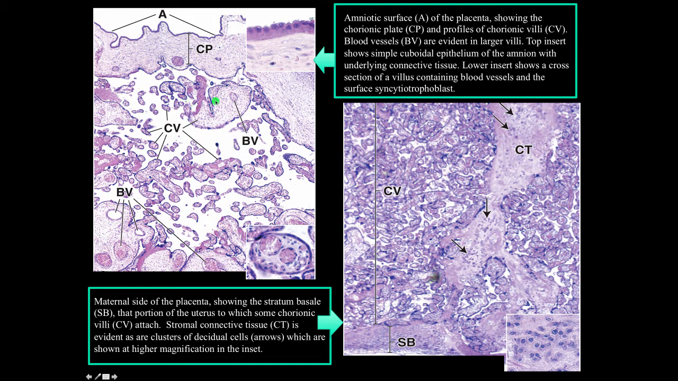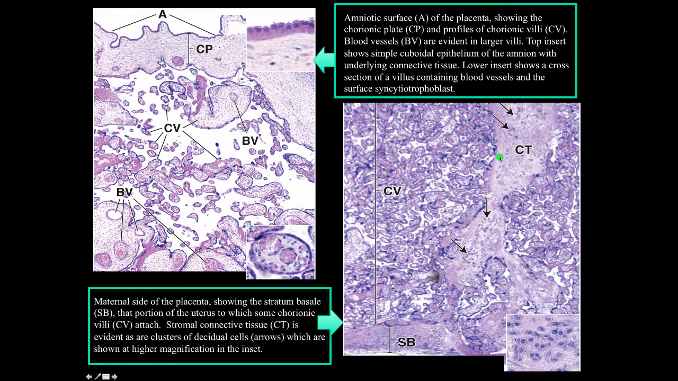Some of these chorionic villi, the larger ones, have blood vessels evident in them. The top insert shows the simple cuboidal epithelium of the amnion with underlying connective tissue. The bottom insert shows a cross-section of a villus that contains blood vessels, and the surface shows the syncytiotrophoblast. This image is the maternal side of the placenta, shows the stratum basale, that portion of the uterus to which some of the chorionic villi are attached.